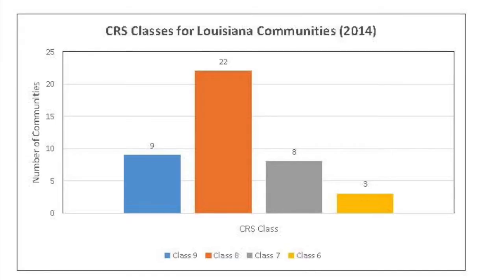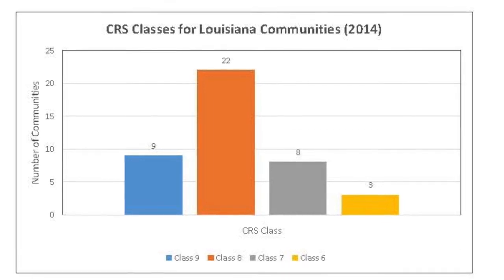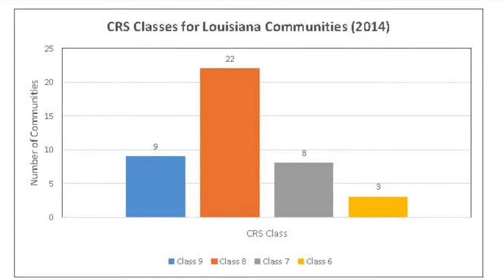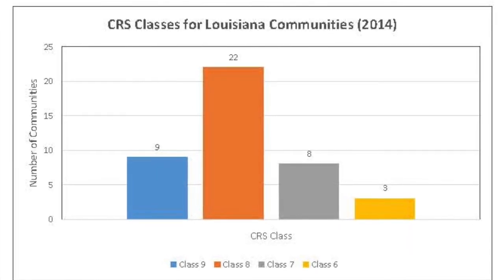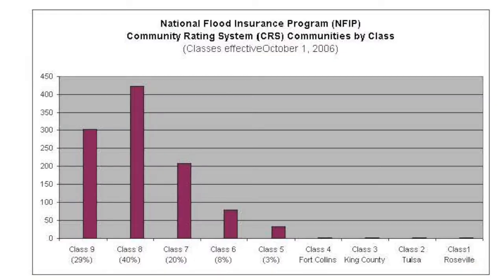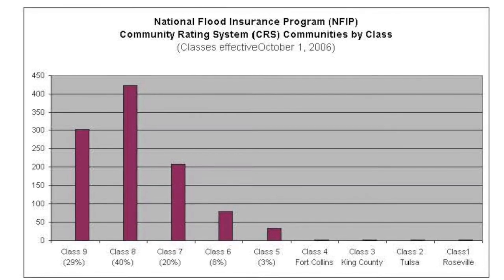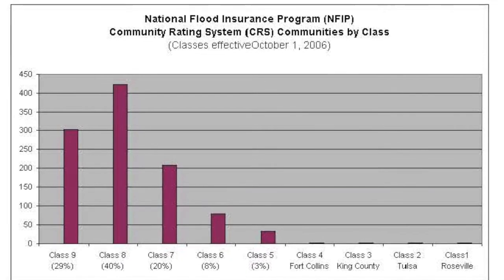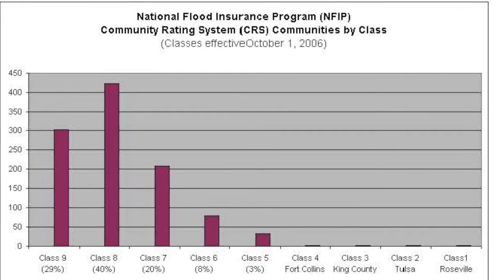This slide shows a snapshot of the CRS classes of the 42 participating communities in Louisiana. As of 2014, these are their different classes. They range between class 9 to 6. And here, this is from 2006, but this is a graph of the national ones. And so as you can see, they're pretty similar, with most of the scores being right around 8. And so that's only a 10% discount, meaning there's still a lot of room for improvement.